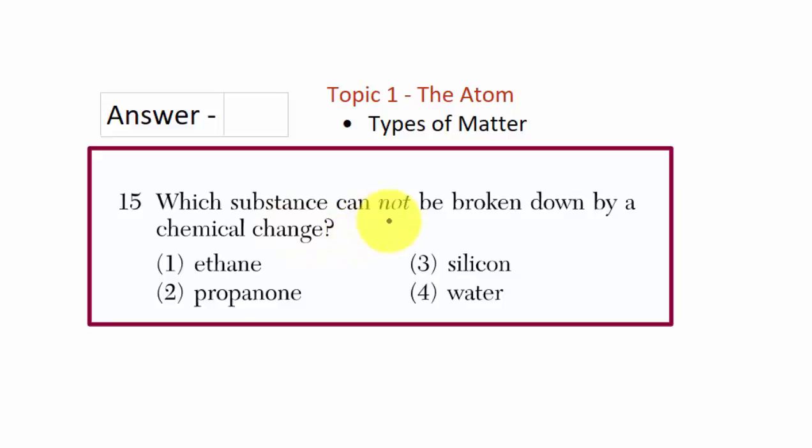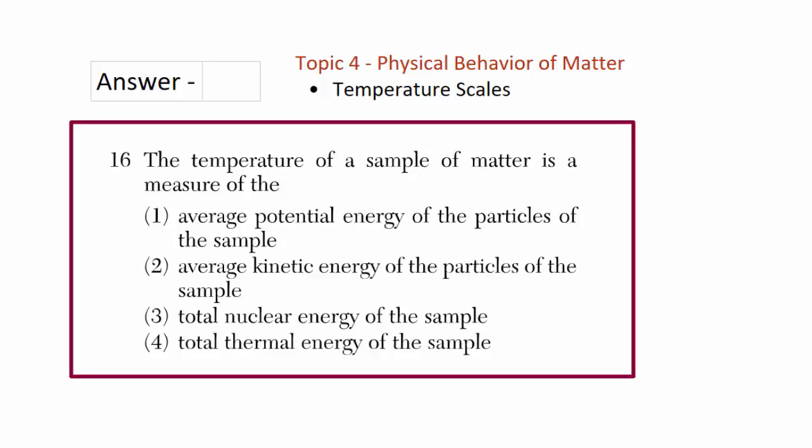Number 15, which substance cannot be broken down by a chemical change? We're looking for an elemental substance here. So in our list of 4 possible answers, which one is an actual element? Water we know is a compound. Propanone, an organic compound. Ethane, an organic compound. Silicon. There we go. That's your element. That's your answer for number 15.